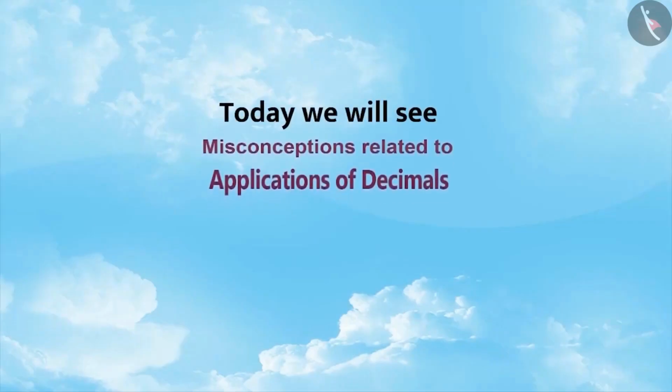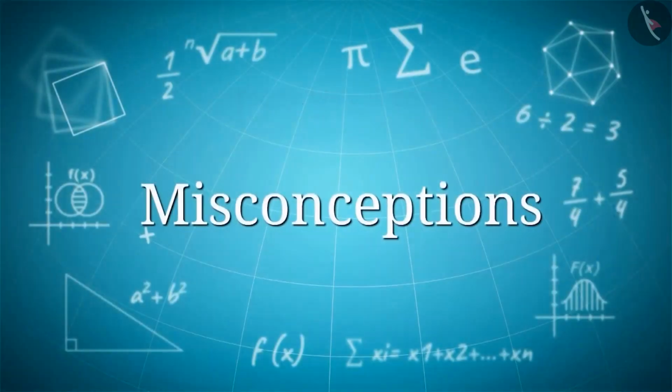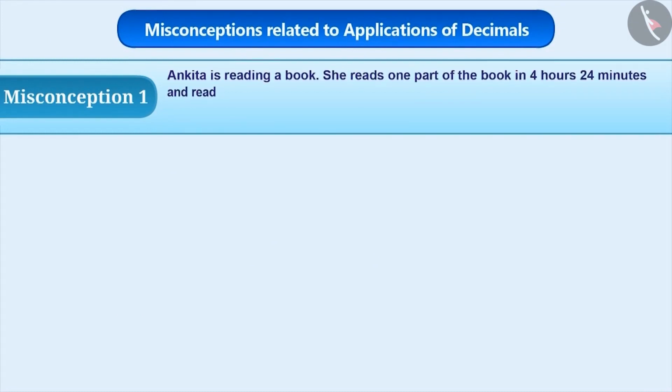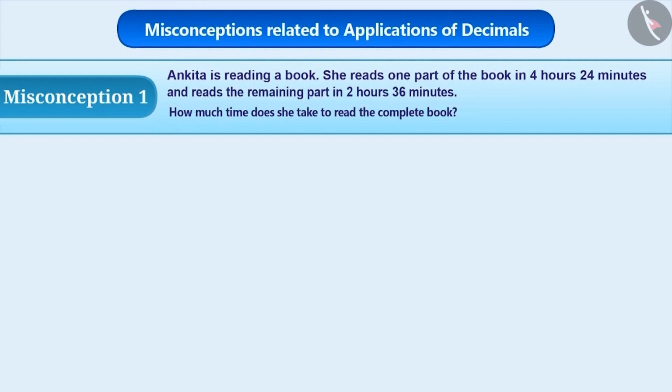Today, we will look at misconceptions related to application of decimals. Misconception 1. Ankita is reading a book. She reads one part of the book in 4 hours and 24 minutes and reads the remaining part in 2 hours and 36 minutes. How much time did she take to read the complete book?